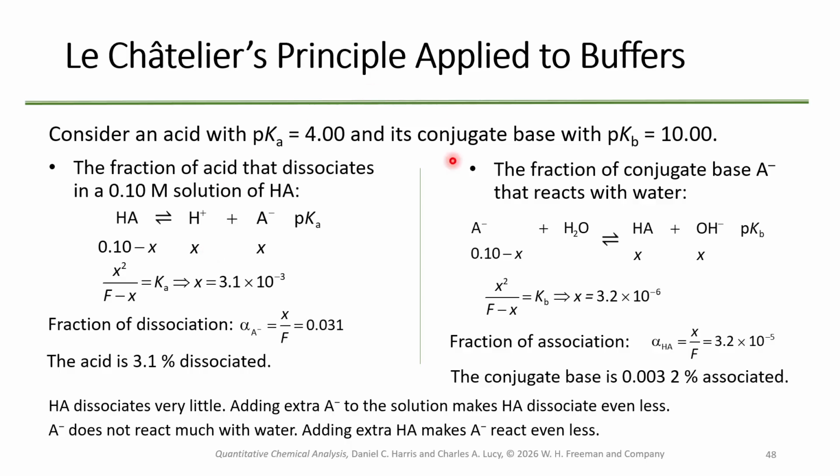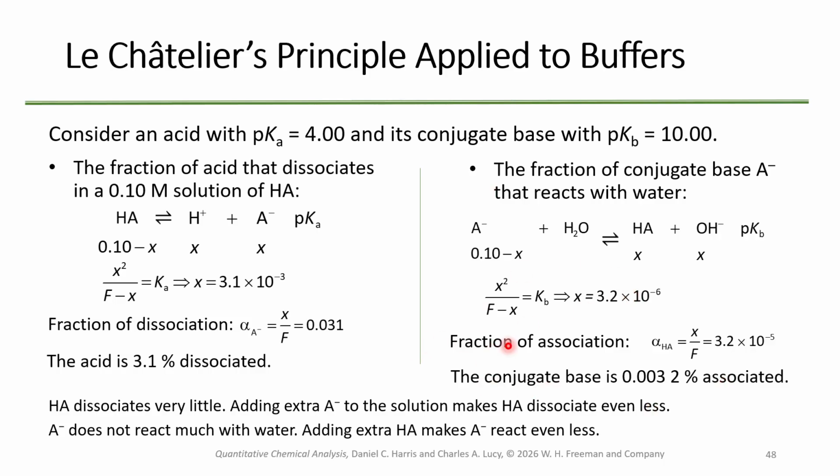So if you have an acid with a pKa of 4 and its conjugate base has a pKb of 10, then the fraction of the acid that dissociates, if you have 0.1 molarity of the HA, would be this formula right here. The fraction of the conjugate base that reacts with water would be this amount right here. And that's what you're really doing when you're forming a buffer system. You're putting these two equilibriums together.